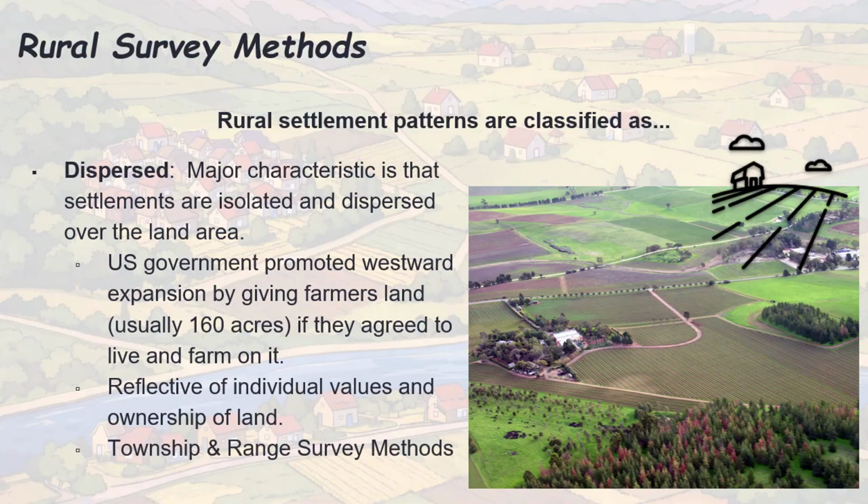Check out the image. That's not a neighborhood, that's one house. Then fields, then maybe another house way over there. This setup reflects values like independence and land ownership. And it's all organized using township and range, the ultimate grid system for farmers who wanted elbow room. Next up, let's straighten things out with a pattern that follows the line, literally.